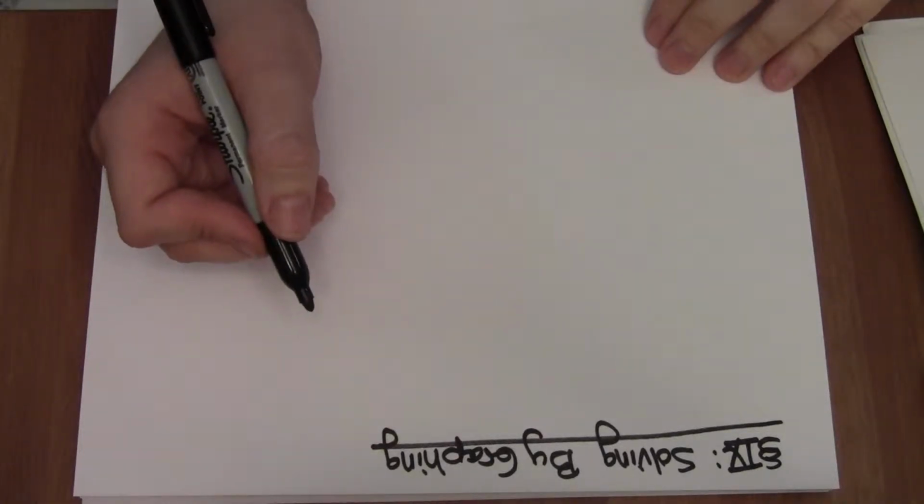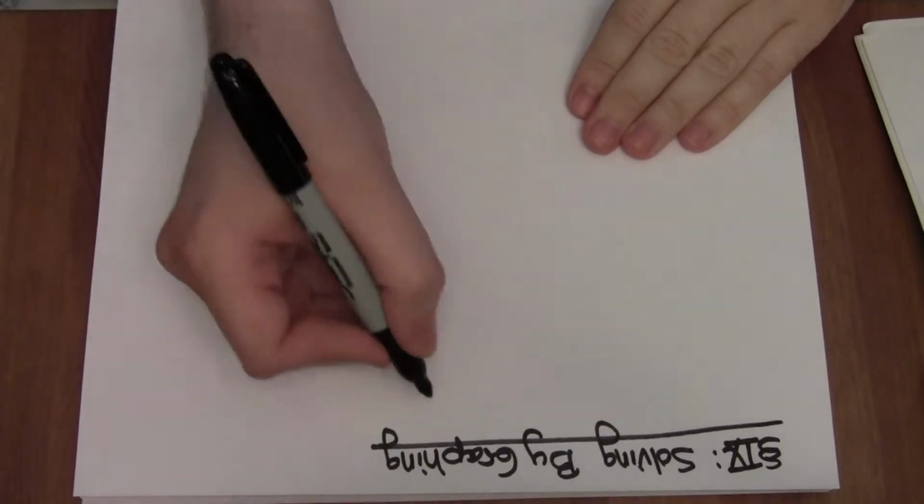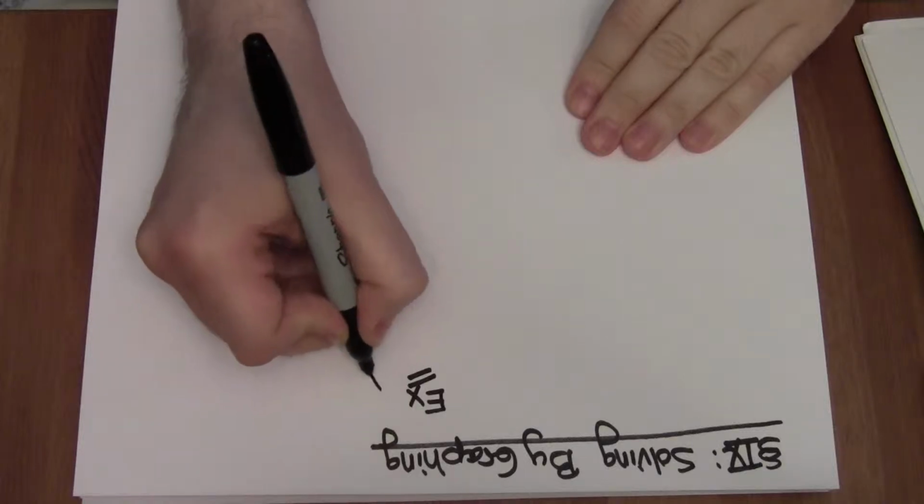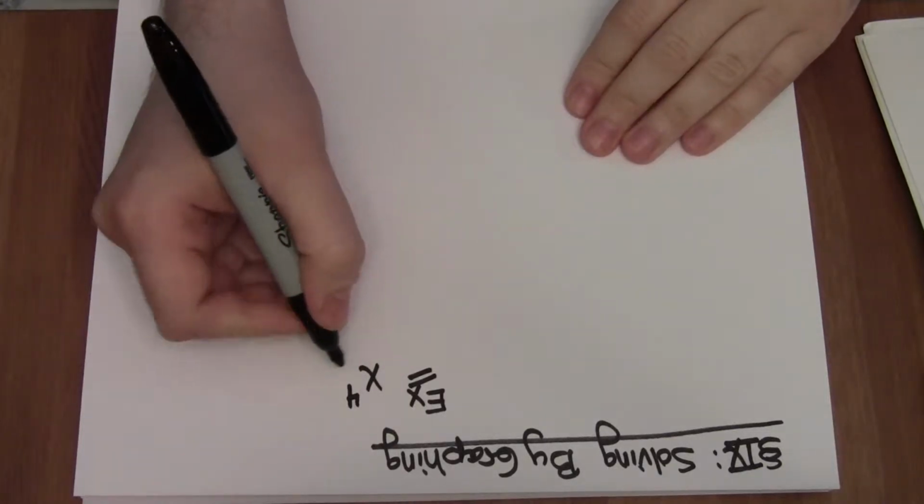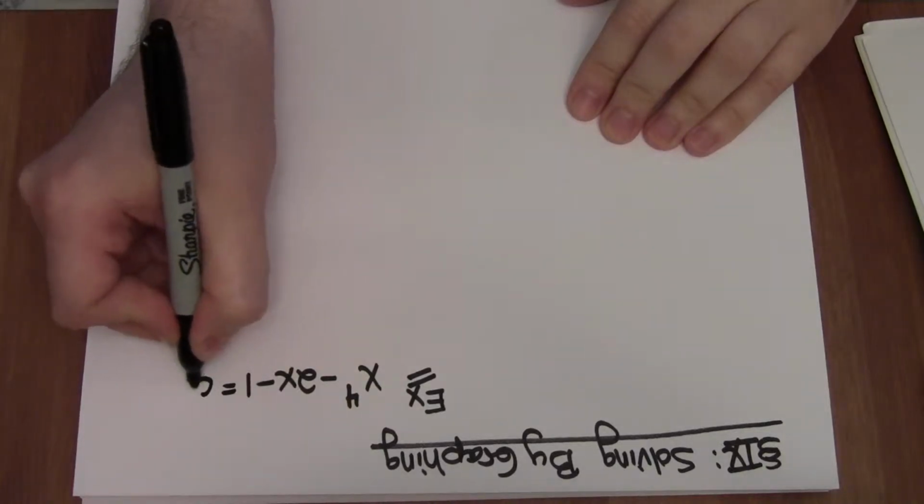Section 9. Solving by graphing. There are plenty of equations that we can't solve by factoring or by using other algebra techniques, so we need to look at how we can solve these using the graphing calculator. For example, x to the fourth minus 2x minus 1 equals 0.